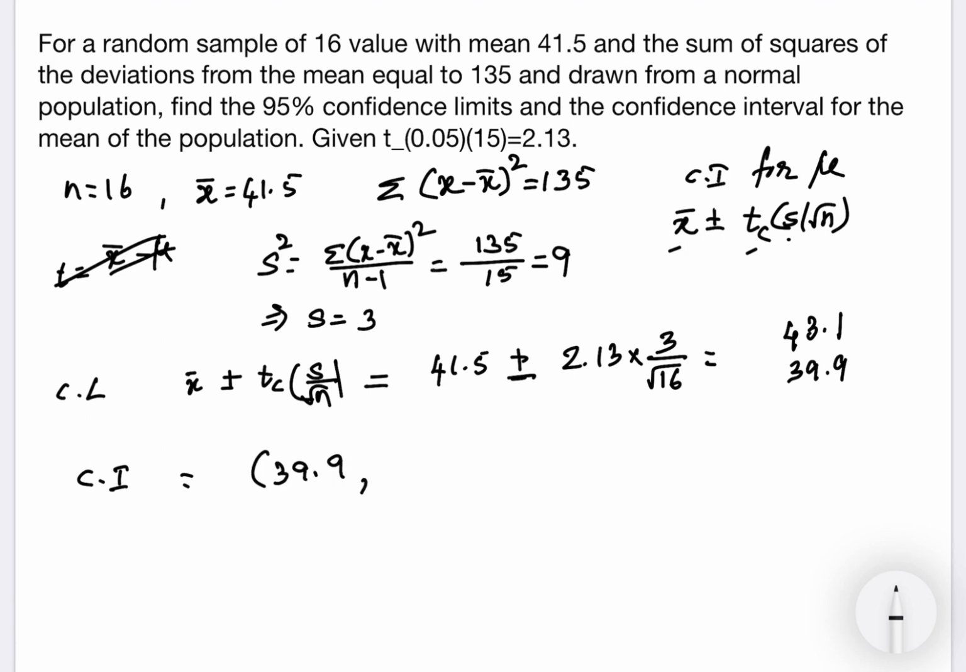So the confidence interval for the mean of the population is 39.9 comma 43.1. So with 95% confidence, we can say that for this sample with this sample mean, we are 95% confident that the population mean will belong to the interval 39.9 comma 43.1.